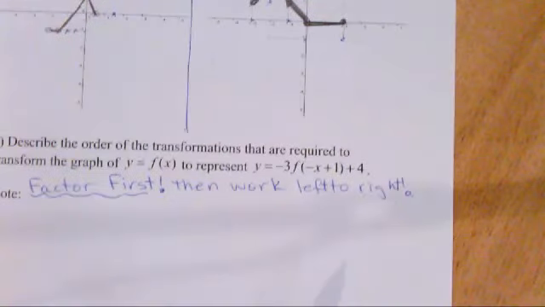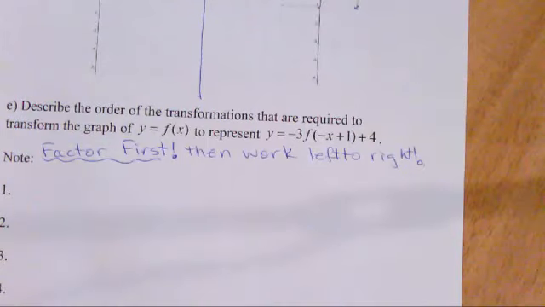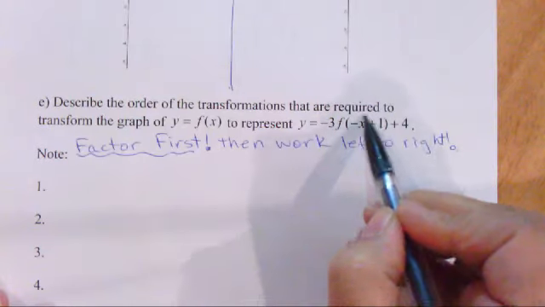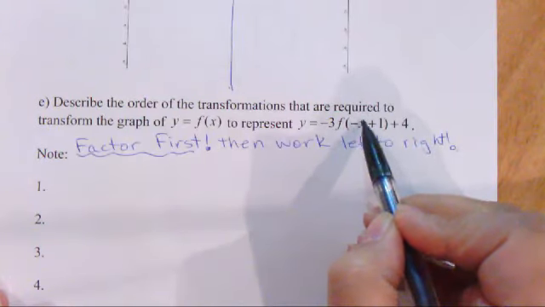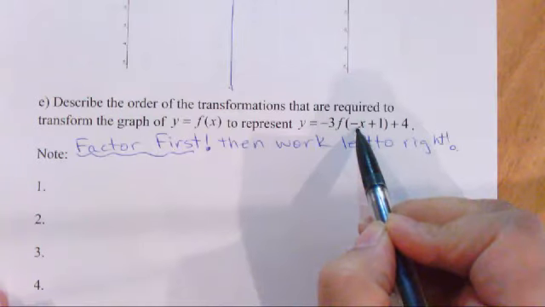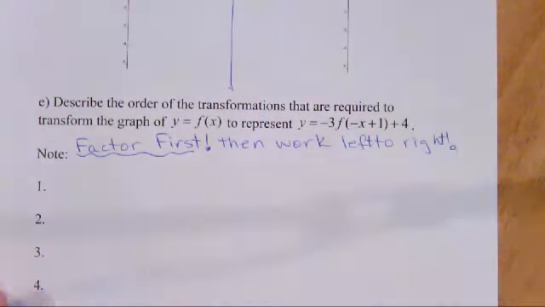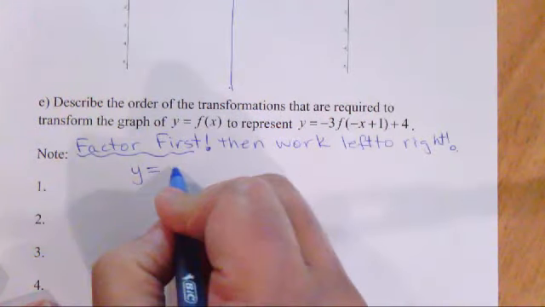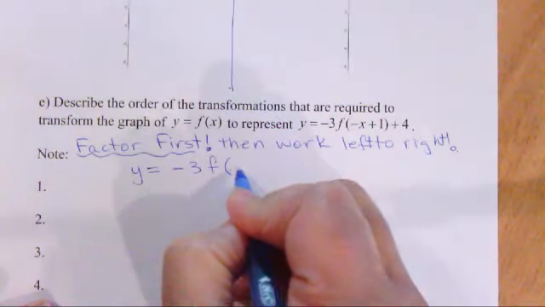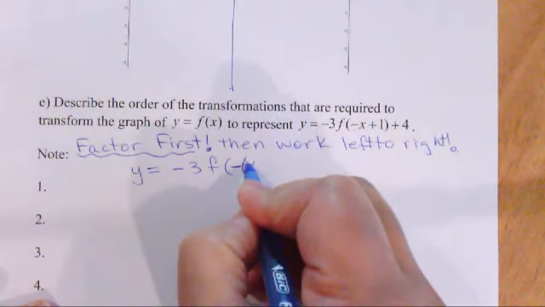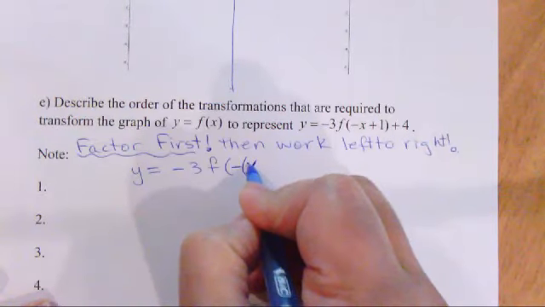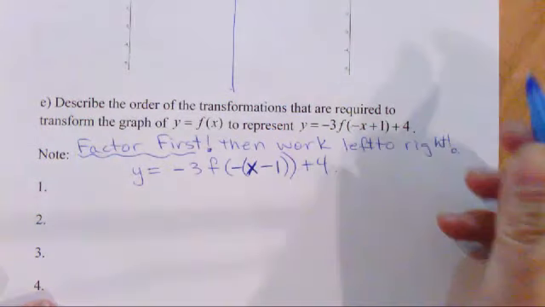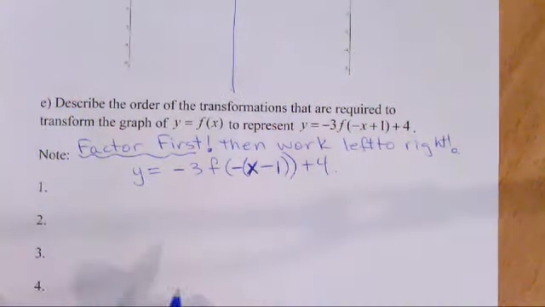Okay, so a couple of important things to remember: when you have a question where, you see right here, you've got a -x, a number right next to the x, it's always a good idea to factor first. So factor it out, and then you can describe the transformation. So we're going to end up with -3 f of -x, put a bracket there, and then factor that negative out, so we end up with -1 in there. Now we can describe what is actually happening.